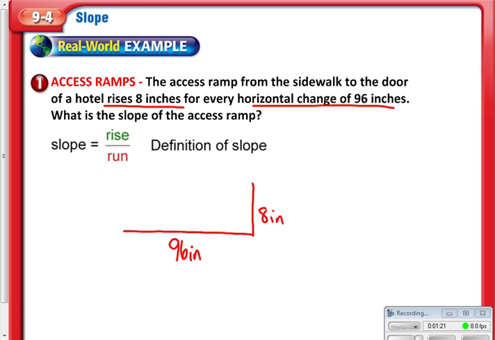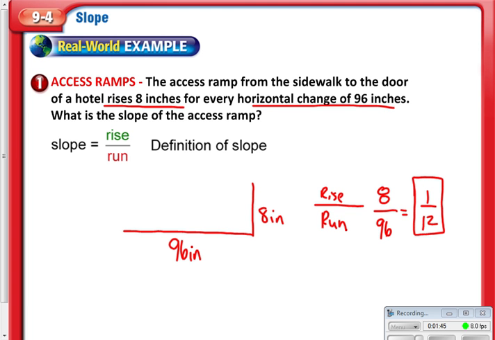What we want to figure out is the y, or your rise, up and down, over your run. So in this case, it is a ratio of your rise being 8 over your run of 96. This would be reduced to 1/12. So basically for every 1 inch of rise, the horizontal change would be 12 inches.